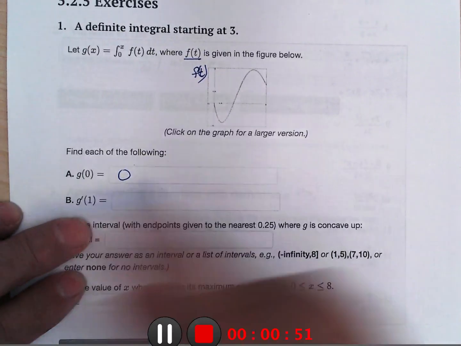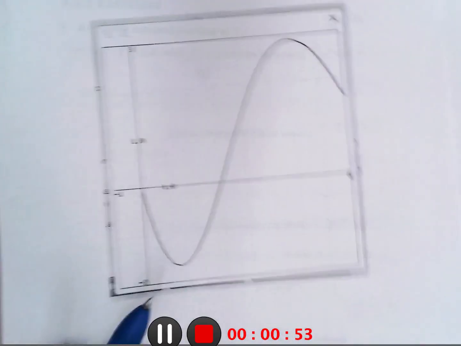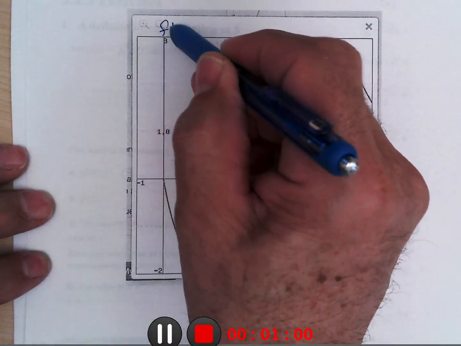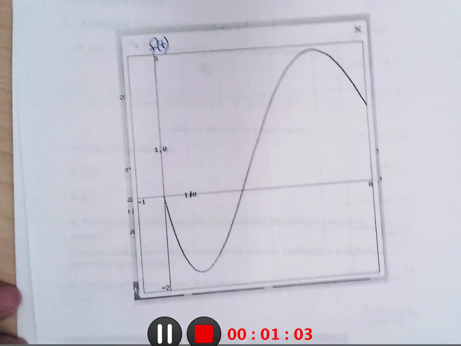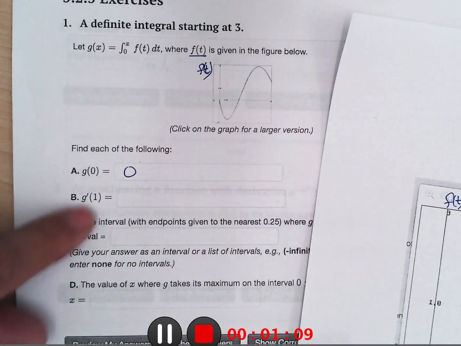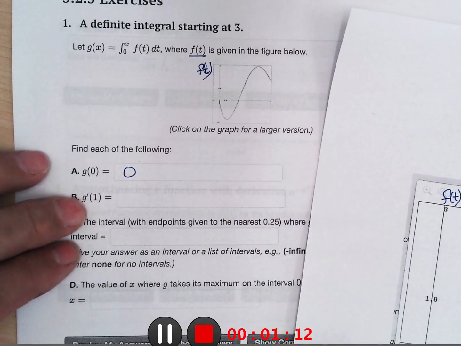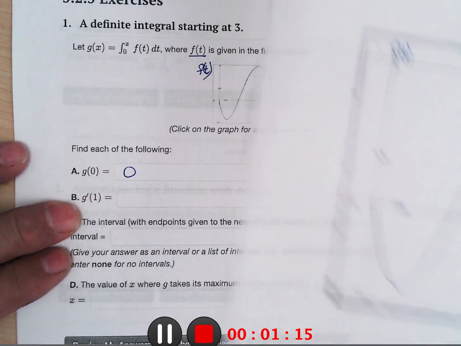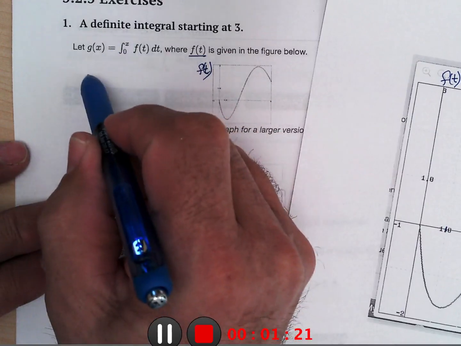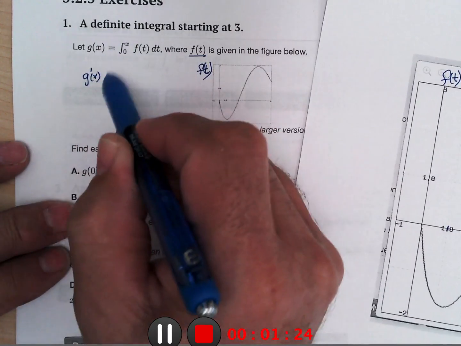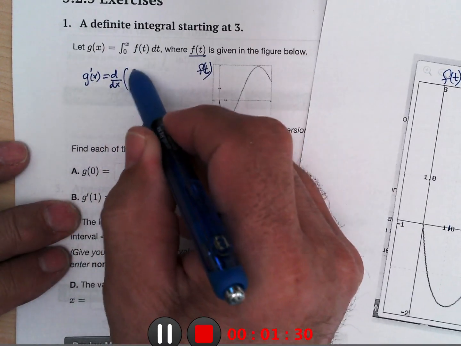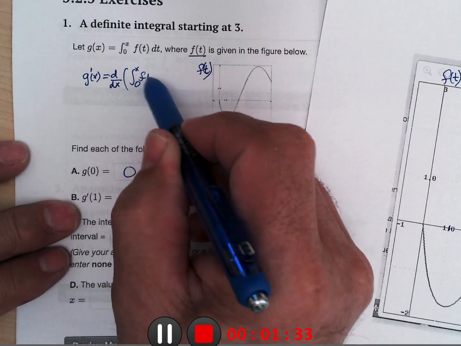Well, I'm going to bring up the larger graph. 1 is here. And if this is f of t, and g is the area under f of t from 0 to x, and we want g prime of 1. So g prime would be the derivative of this. So g prime of x would be the derivative with respect to x of the integral from 0 to x of f of t dt.